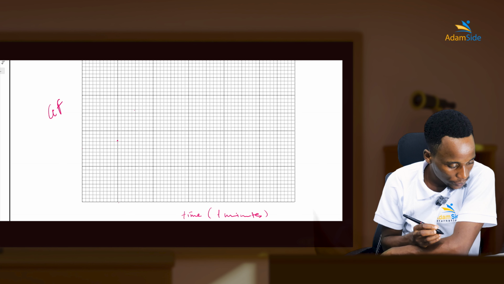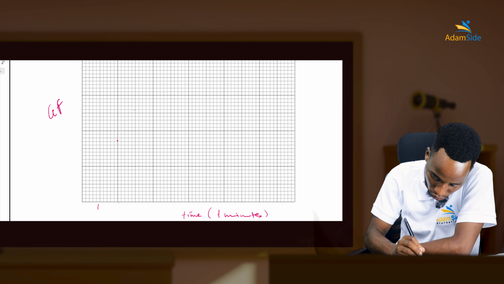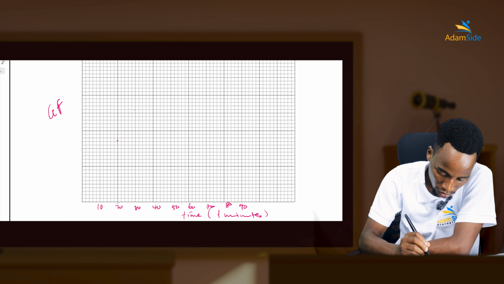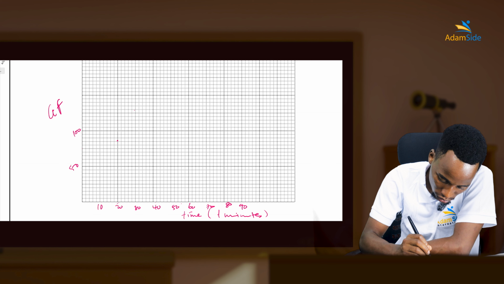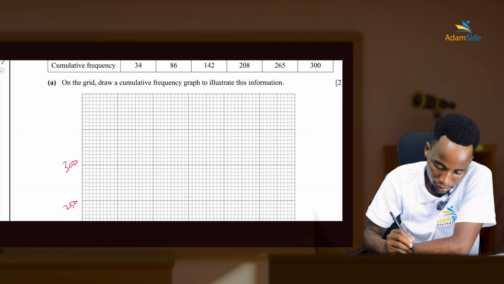We know the highest is 90 minutes, so we can go by 10s: 10, 20, 30, 40, 50, 60, 70, 80, 90. And going up we can go by 50s: 50, 100, 150, 200, 250, and 300. It stops there.